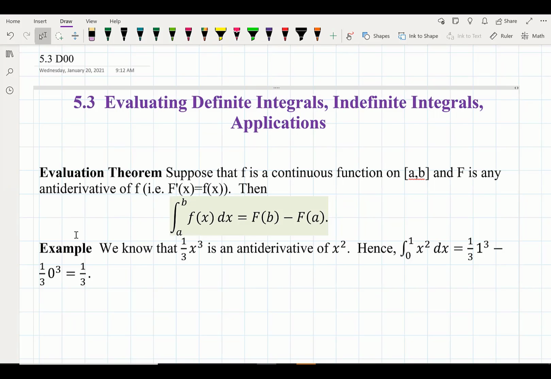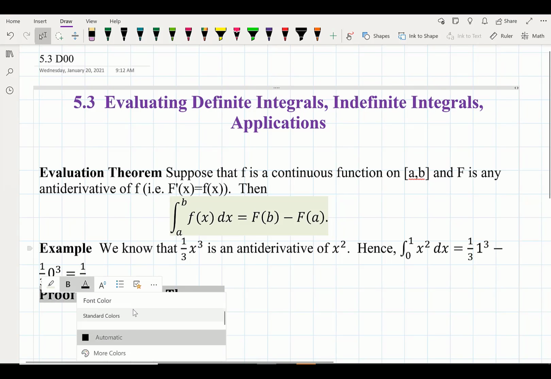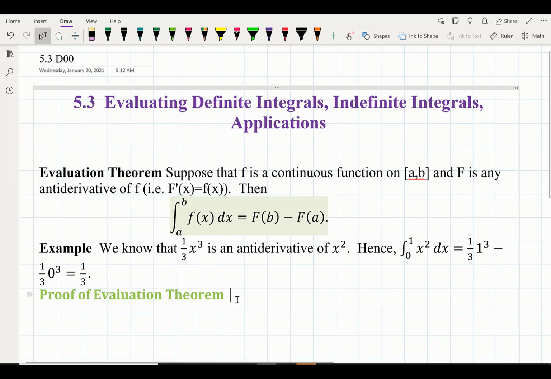And let's see. How about I now prove to you the evaluation theorem? Now, this is not a proofs course, okay, but I should show you some proofs, especially given that this is one of the two most important theorems that we're going to see in the whole class.